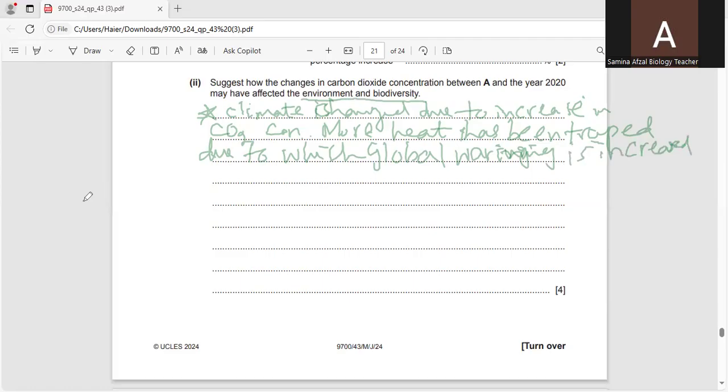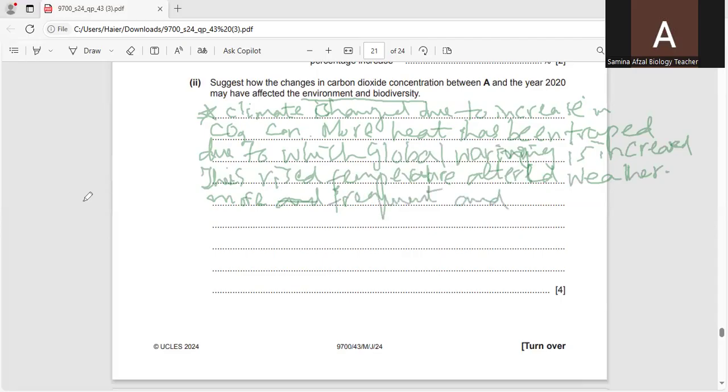and this rise in temperature altered weather, making it more frequent and intense. We are facing all this ultimately due to the increased concentration of carbon dioxide in the environment.